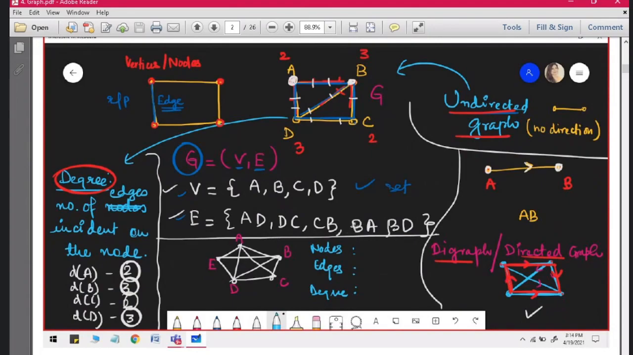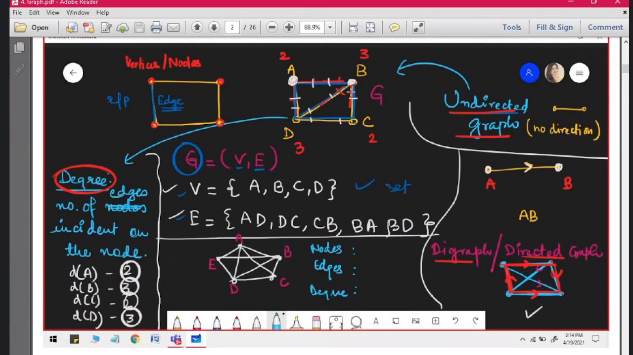So you clearly mention it, right? And another concept is degree. So degree is the number of edges incident on the node. So if I talk about A, there are two edges connected to this node. So degree of A, D means degree, and A is the node. So degree of A is 2.